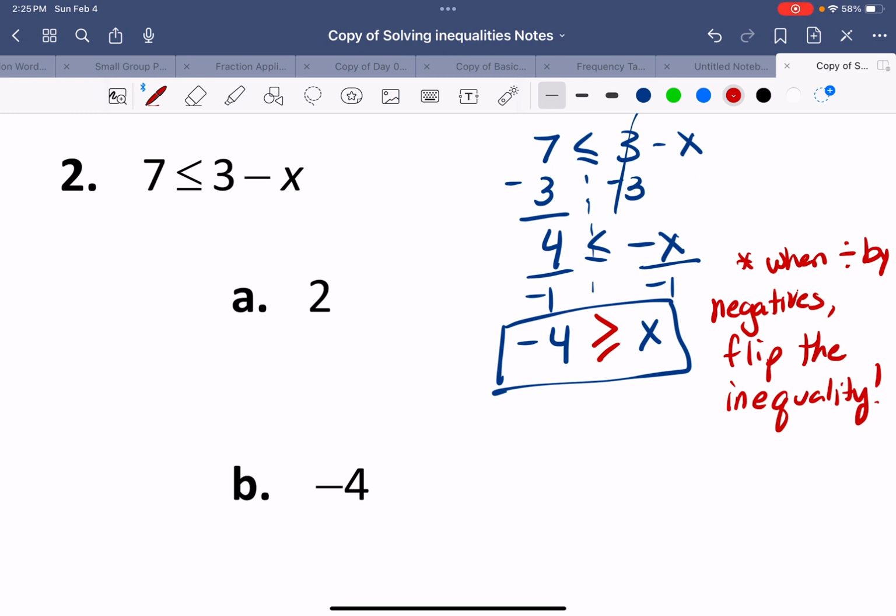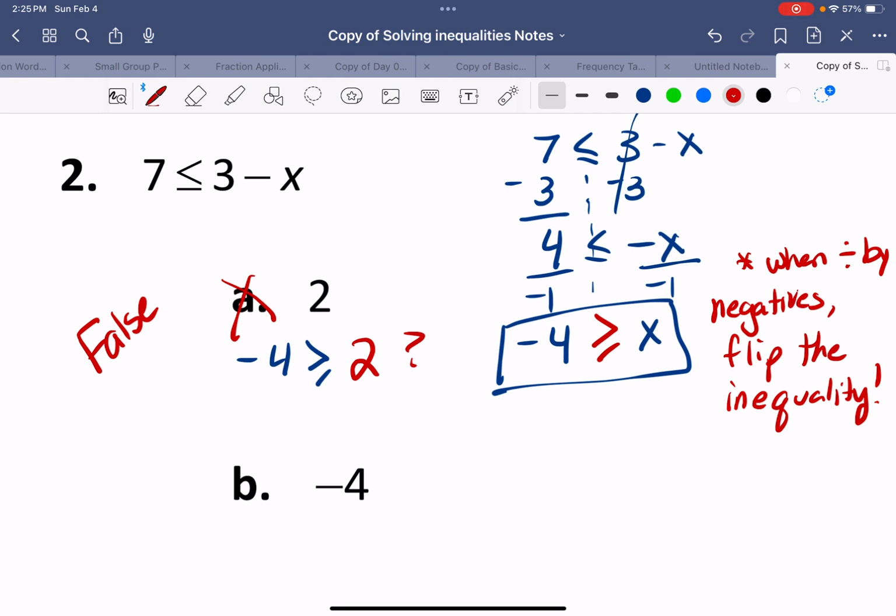All right, so let's test this now. I'm going to plug in 2 for x, and I'm going to say, is -4 greater than or equal to 2? Nope, this is also false. -4 is definitely smaller. 2 is bigger.